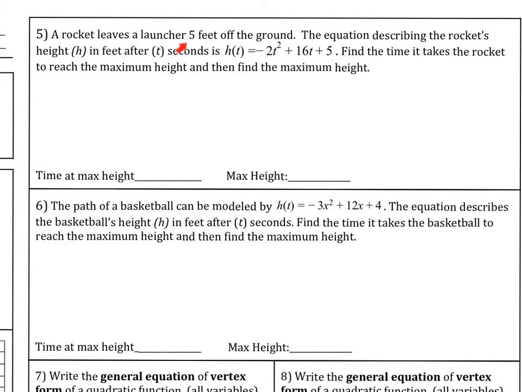A rocket leaves a launcher 5 feet off the ground. The equation describing the rocket's height is given in the form of h(t) equals -2t squared plus 16t plus 5. Find the time it takes the rocket to reach maximum height, and then find the maximum height. So we assume that the time is x, or t in this case, and when you plug in the t value here, the y value or function value is going to be your height.